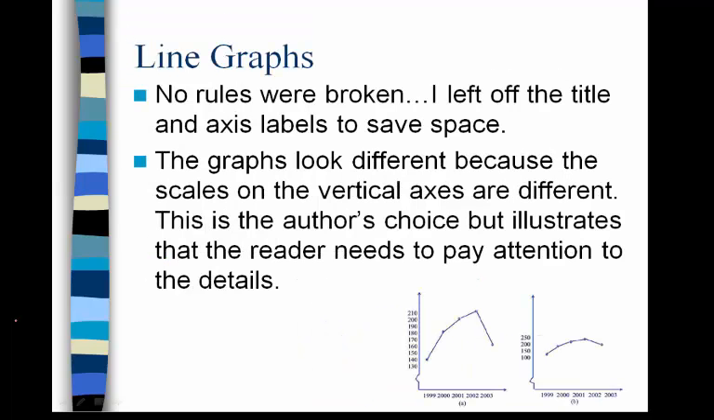No rules were broken. I left off the title and axis labels to save some space. But the graphs look different because the scales on the vertical axis are different. This is the author's choice, but illustrates that the reader needs to pay attention to the details. A college administrator is going to like the B graph better because it makes the decline in enrollment seem smaller.